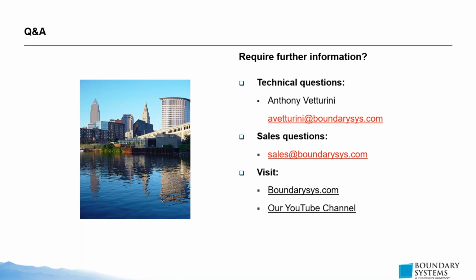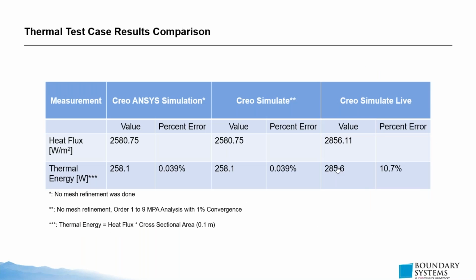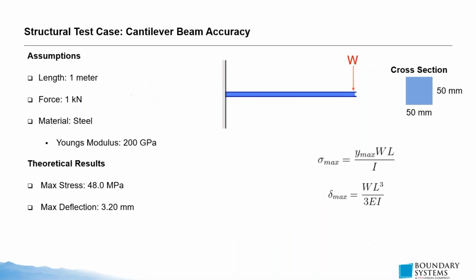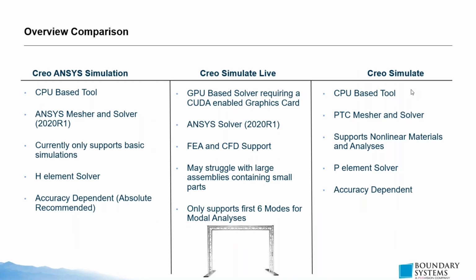So one question is, what's included in a base package of Creo? You do get a version of Creo Simulate with the Design Essentials packages, but Creo Simulate Live is its own separate license, and the same goes for Creo ANSYS Simulation. So these are separate add-on licenses that you need to purchase.